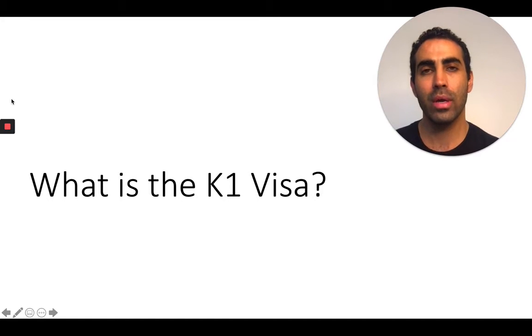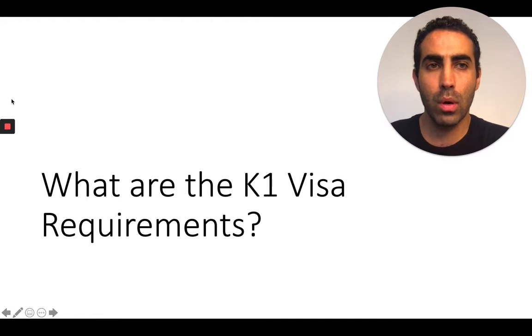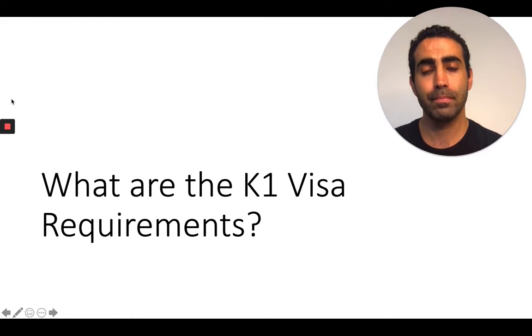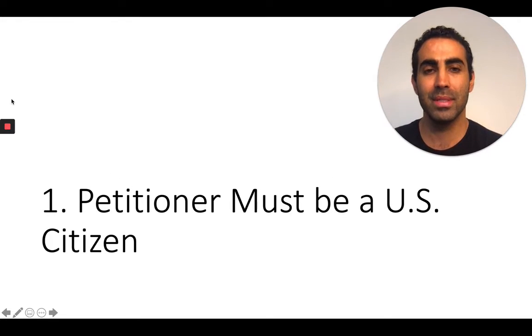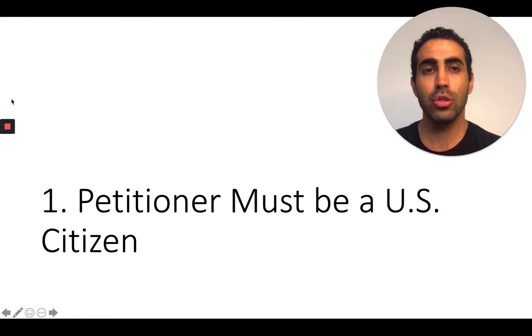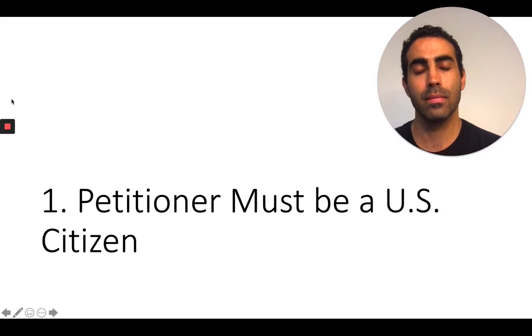And with that quick intro, now let's talk about what you're here for, which are the K-1 visa requirements. These are the requirements to qualify for a K-1 visa. And with that said, the first requirement is that the petitioner must be a U.S. citizen. In order to be eligible for a fiancé visa, the person in the United States that's applying for their foreign fiancé must be a U.S. citizen. If you are a permanent resident, if you have a green card, you are not eligible to apply for a fiancé visa for your spouse. You must be a U.S. citizen. That's the first requirement.